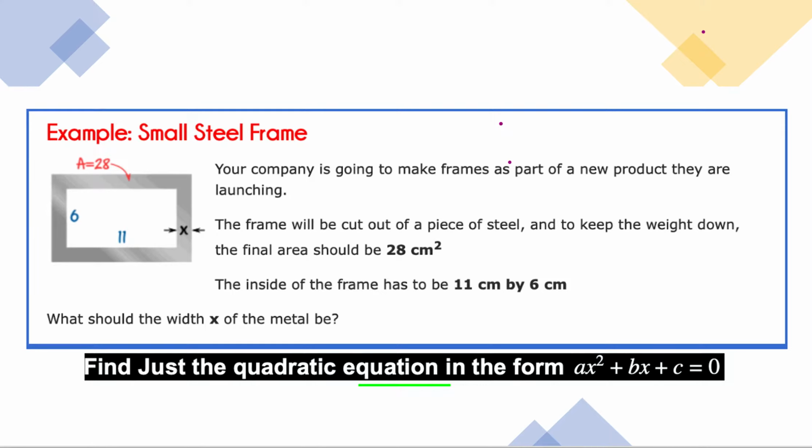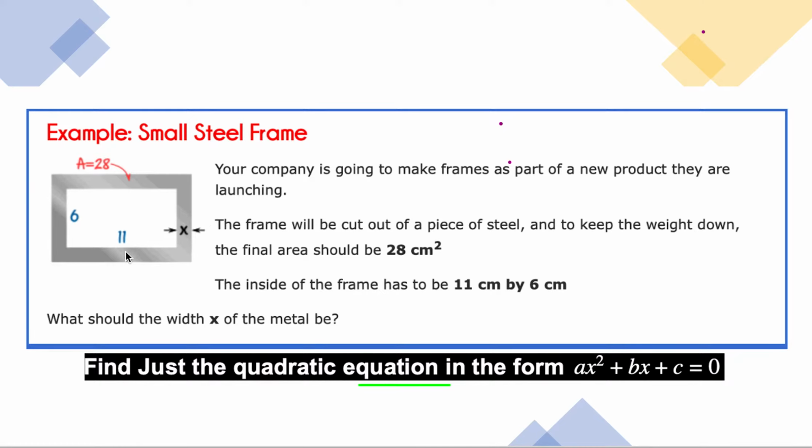Small steel frame. The company is going to make a frame as a part of a new product they are launching. The frame will be cut out of a piece of steel, and to keep the weight down, the final area should be 28 centimeters square. So the area of the frame steel here, that is in the gray color, should be 28 centimeters square.